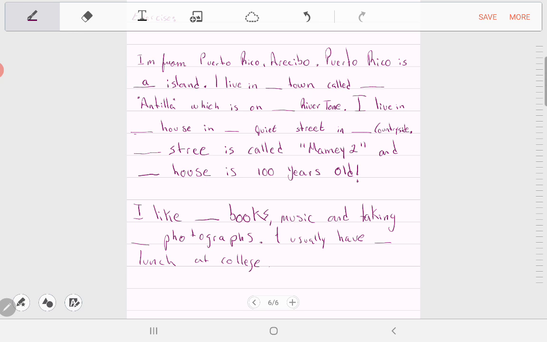The next sentence: I live in a blank town called a blank Antilla, which is on a blank river town. If you see here, it is the same example. The person says live in a town because in the island there is more than one town. So it's a generic way to speak, but then says something very specific. The name of the town is Antilla.